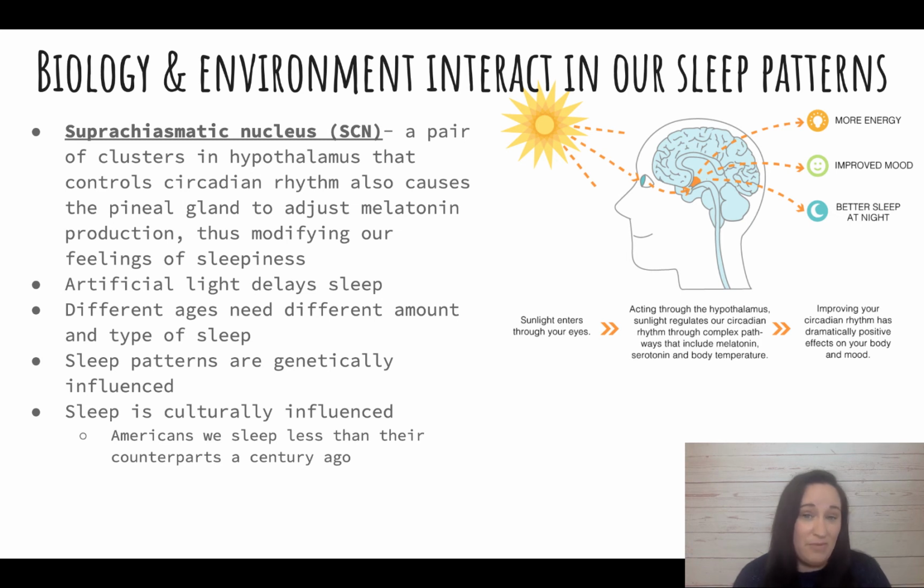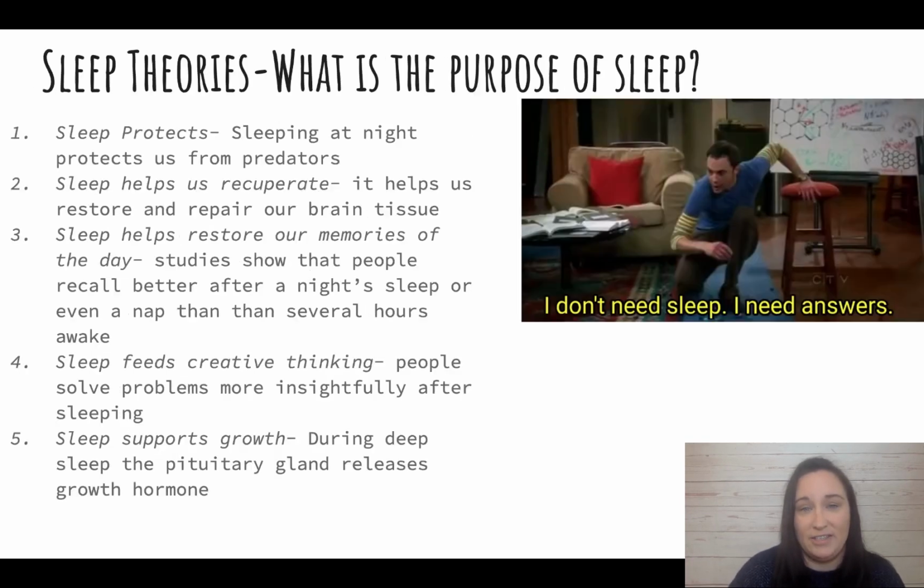Things that can interrupt that are like artificial light. When they look at people's sleep patterns over time, they notice that the invention of the light bulb, for example, has caused us to stay up later and actually sleep in later too. We also notice that sleep patterns are genetically influenced. So issues or quality of sleep that your parents have, or that's just in your gene pool, you are prone to have also. And sleep is culturally influenced. We learn how and when we should do that based on what our society tells us.